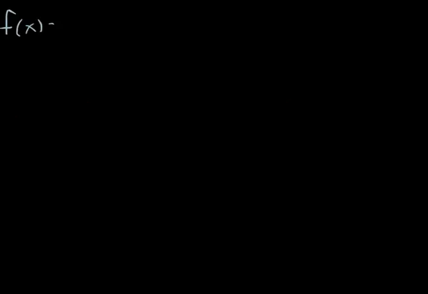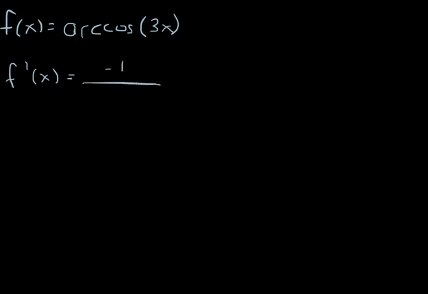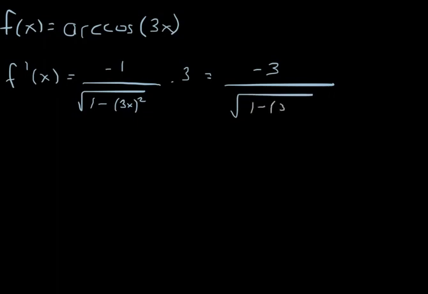Let's say our function was arc cos, so the inverse cos of 3x. Well, we do the same thing that we would have if this was just arc cos of x. We've got -1 over the square root of 1 minus the angle squared. But then we have to multiply by the derivative of the angle, the inside function. So this is -3 over the square root of 1 minus 3x squared.